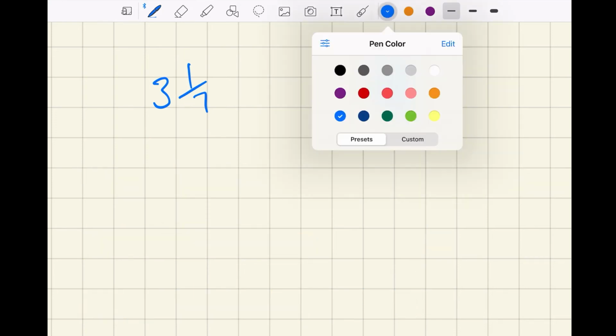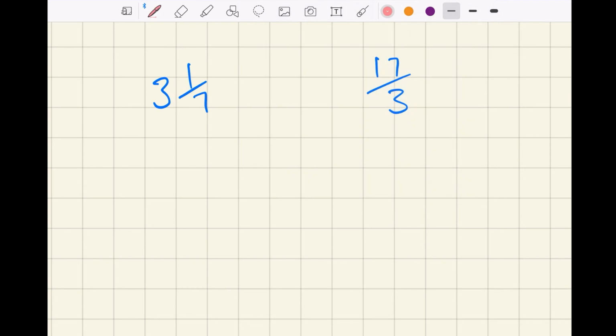Now that we've looked at the concept behind the mixed number and the improper fraction, let's go back over the way to do it a little bit more quickly. And again, this is a much easier process if you've got a good handle on your multiplication tables. So let's look at 3 1/7. Remember, this is the answer to a division question. So what would the division question be?